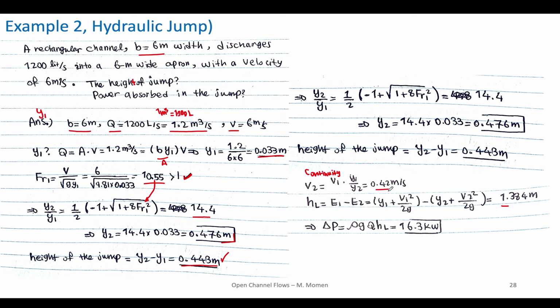And now having this V2, I can find the head loss in the system, which is the difference between the energy level at the section before the jump and after the jump. So before the jump, the energy, this is like the potential and kinetic energy, is y1 plus v1 square over 2g minus y2 plus v2 square over 2g. If you put in all the numbers, we have v2 from here, we have y2 here, and we have y1 and v1 given in the problem. It's going to give us 1.384 meter head loss.